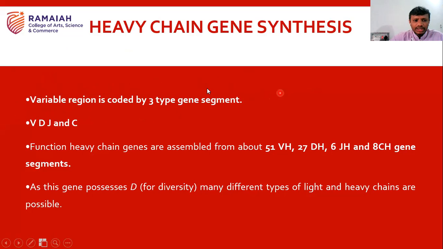In the heavy chain, we have variable, diversity, joining, and constant, as seen in the case of the light chain. But here you can see the numbers. There it was 35; here it is 51 for variability, 21 for diversity, 6 for joining, and 8 for constant, whereas there it was only 1 for the constant chain. So we have to remember these numbers and point them out when we are describing the formation of the heavy chain and the light chains.